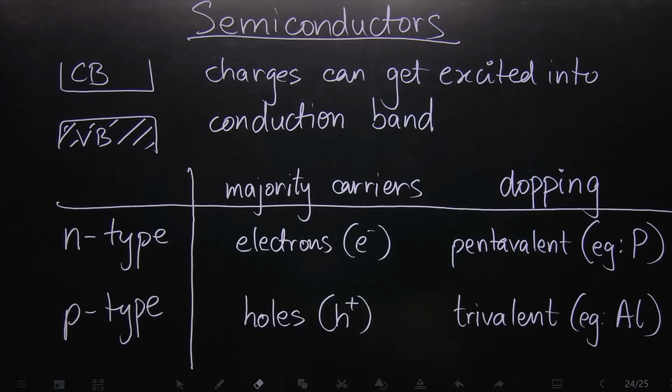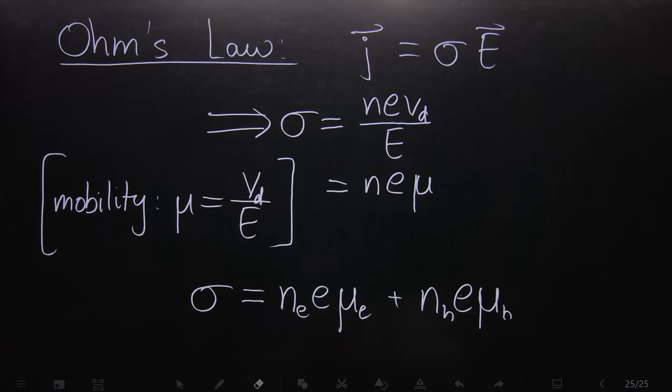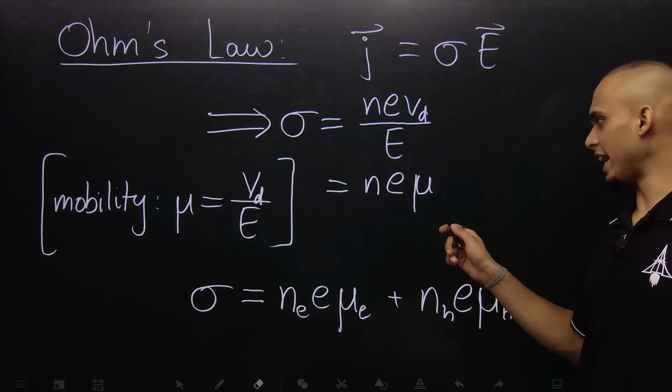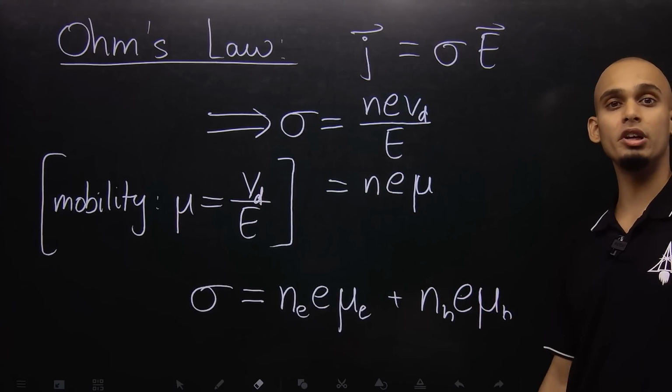For an intrinsic semiconductor, the density of charge carriers N will be equal for electrons as well as for holes, but after doping, the number density might change. Nonetheless, you need to be able to calculate the conductance of a semiconductor given some number density of charge carriers and the quantity known as mobility.